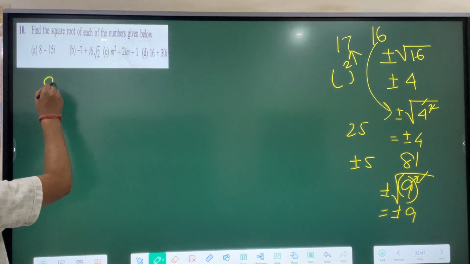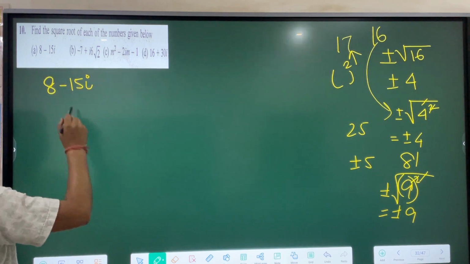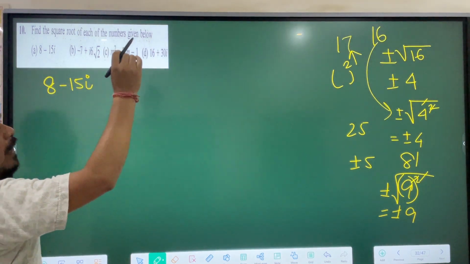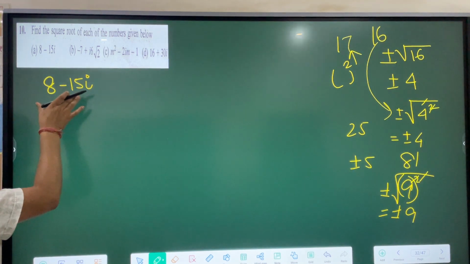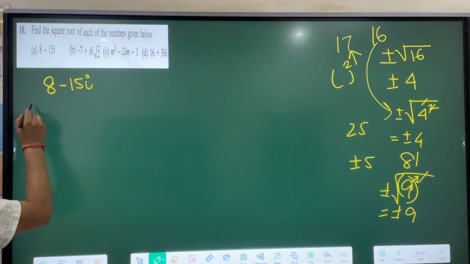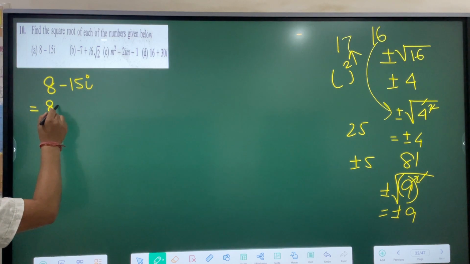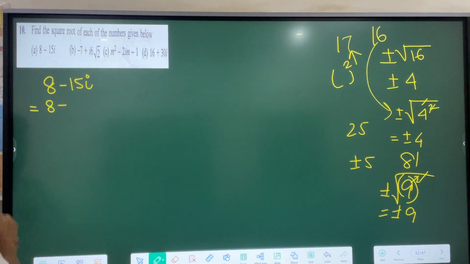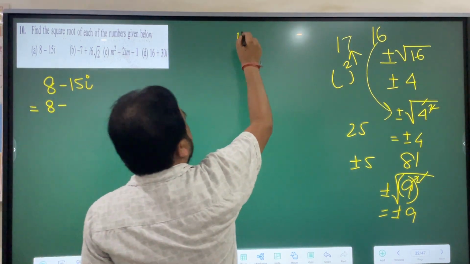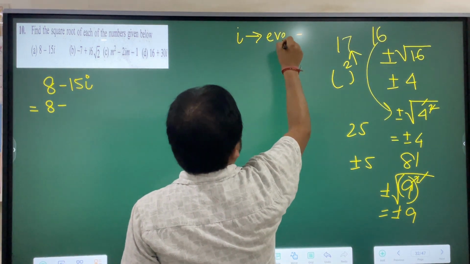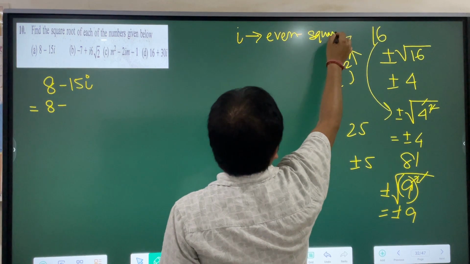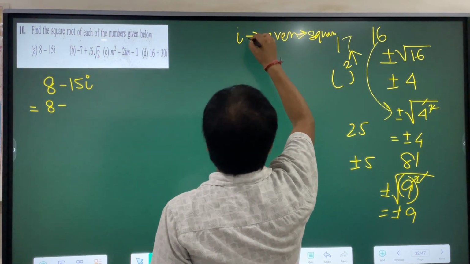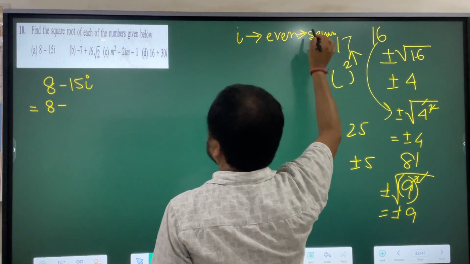So 8 minus 15i. For 16, we made 4 square, and then only we wrote plus minus 4. So here also we have to try to get a whole square. With i, if the middle number is even, then it is easy to get the square.